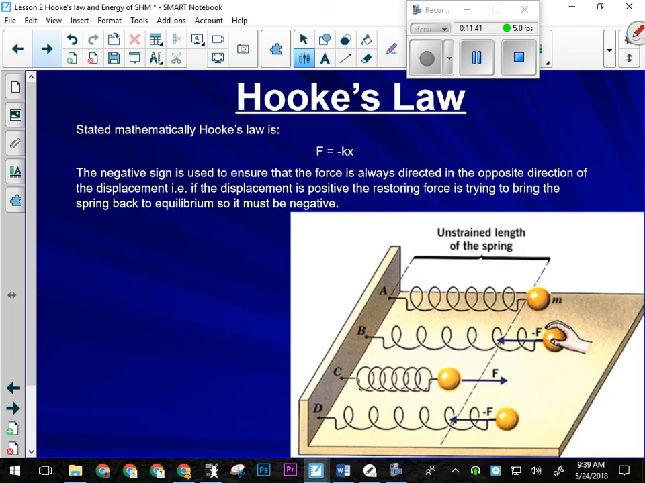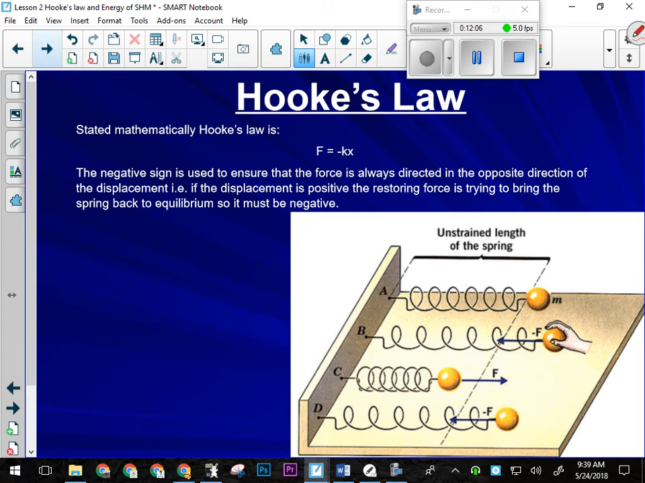Okay, so stated mathematically, F equals negative kx, and like we said, the negative sign is there to ensure the force is always directed opposite. And for a spring, we have to do that because a spring can go either way. A spring can be compressed, that's pushed in, or it can be stretched, that's pulled out. Either way, the spring is going to exert equal amounts of force, regardless of which way you pull it.